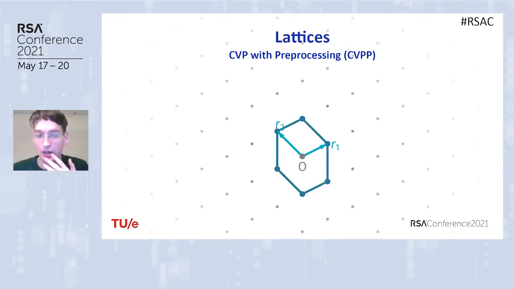But then when you say, okay, I'm done, then I will give you a target vector, in this case this point T here. And then again, you have to find the closest point to it, in this case V. And hopefully you can do this faster than if you didn't do any preprocessing.